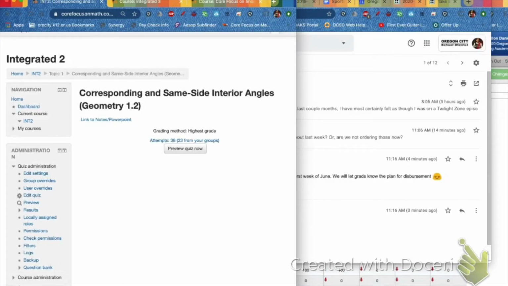Corresponding and same side interior angles. We are moving right along in this geometry unit. Like we've done the last few assignments, let's do a little mini lesson and teach some vocabulary. The last few assignments we have learned complementary and supplementary angles, vertical and adjacent angles, alternate interior and alternate exterior angles, and now we're going to talk about corresponding and same side interior angles.